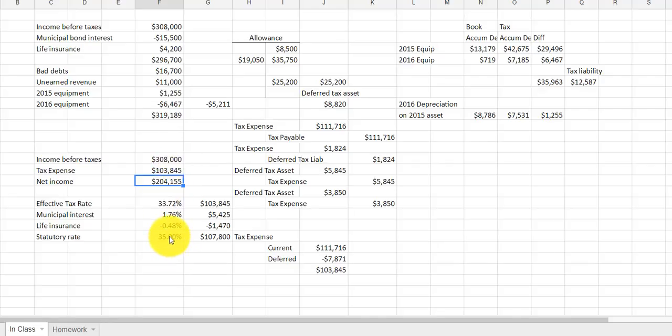It's different than the 35%, which we would have had tax expense of 107,800. The reason why is municipal interest caused the difference of 5,425, or 1.76%, and life insurance 0.48% in the other direction. So we had two differences this year because of two permanent differences. Last year was just one.